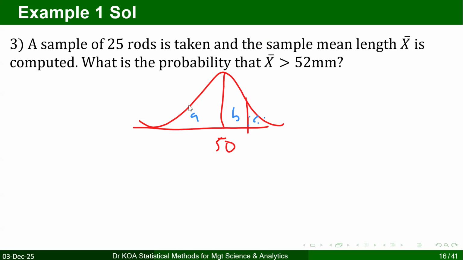But then, if you check, it says the sample is taken and the sample mean length x bar is computed. So if you compute the mean, you must also compute the variance. But we already know the variance, don't we? Yes, Doc, 8. Sorry, no, 64. So if you want to know how x bar is distributed, you will have to know the mean, and you also have to know the sample variance.